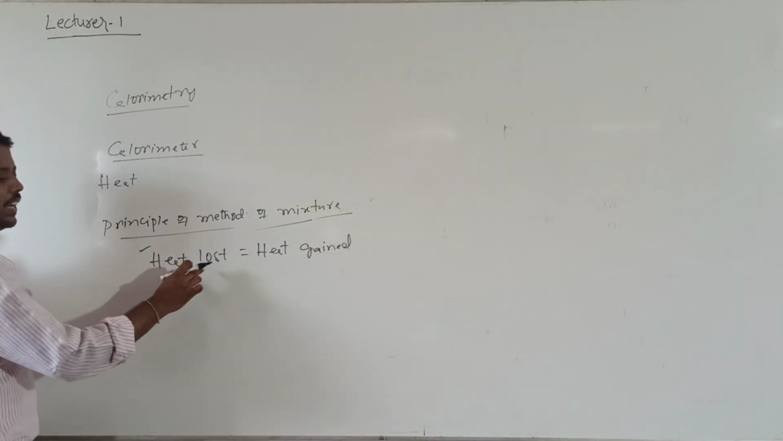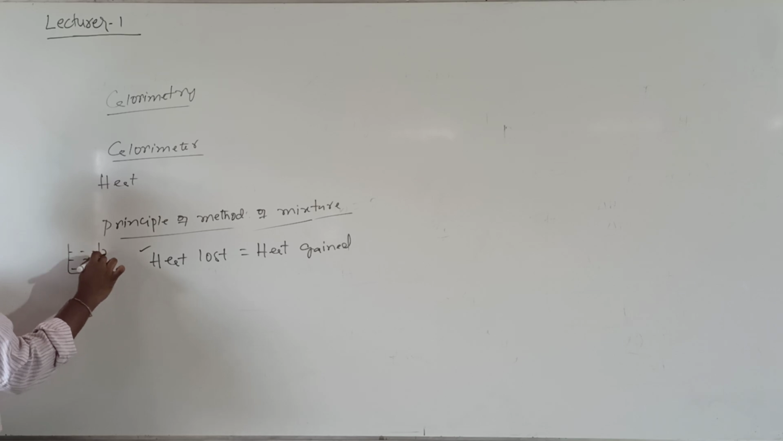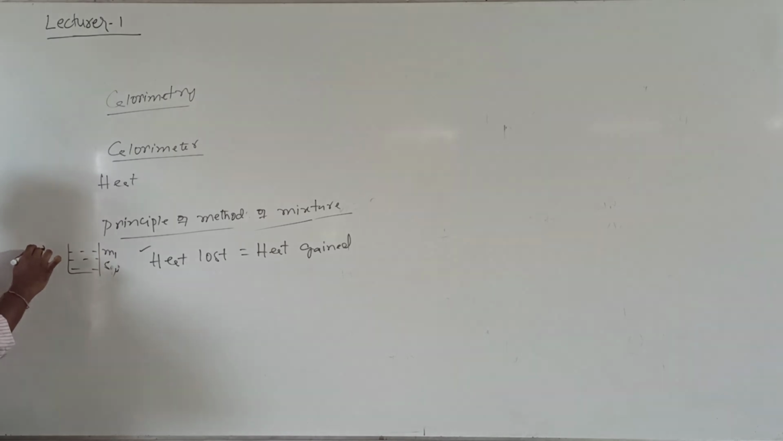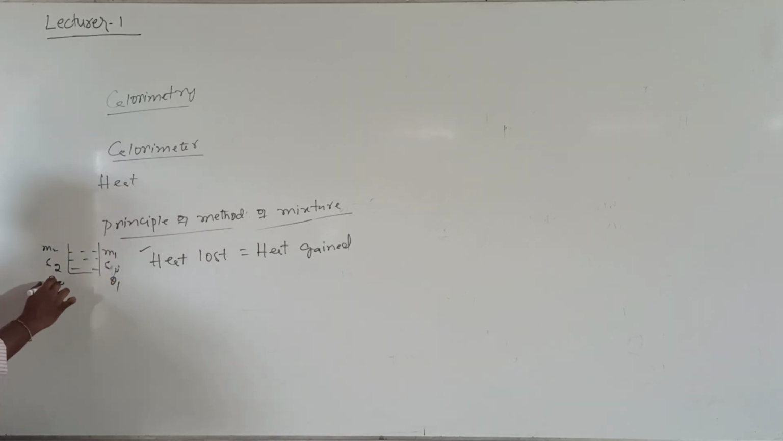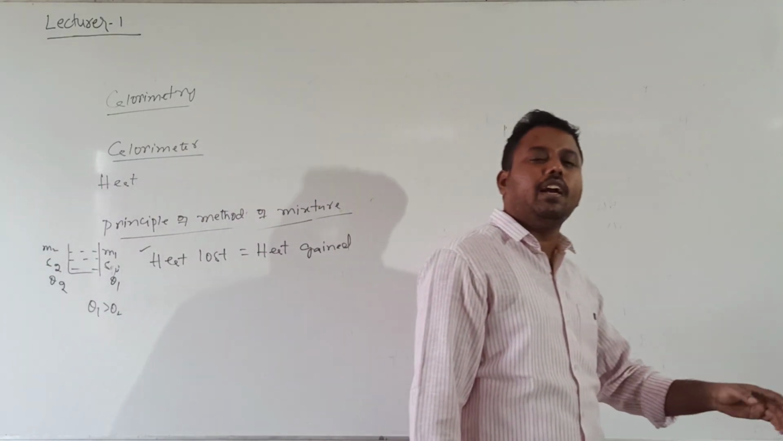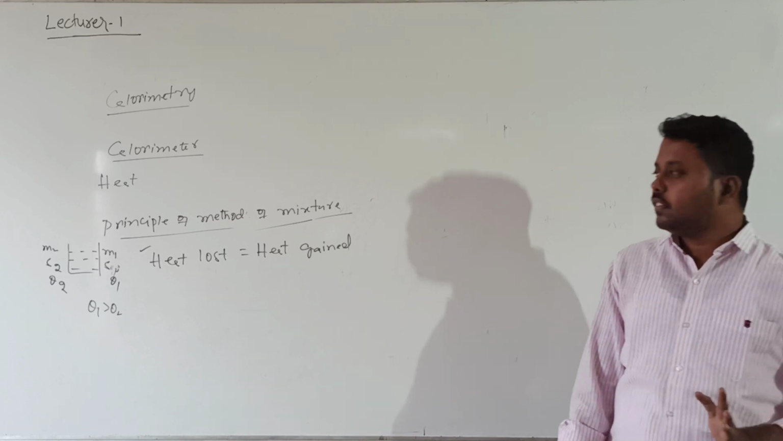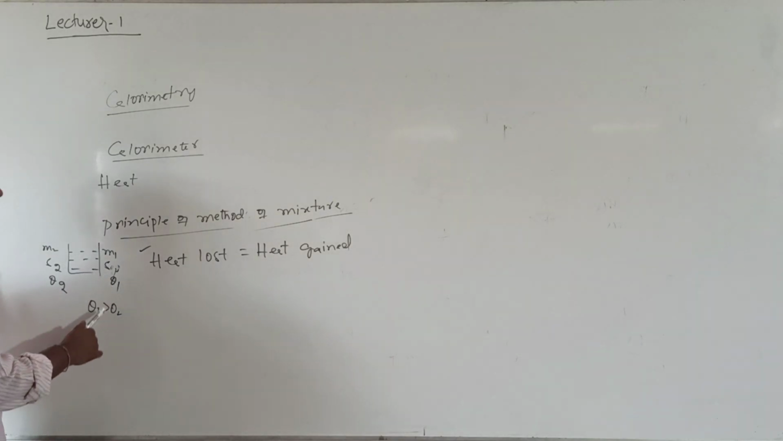Then, how much heat is lost or gained? If I consider one container, in this container I mix two liquids. One liquid of mass M1, specific heat S1. Other liquid of mass M2, specific heat S2. The first liquid temperature is theta 1, the second liquid temperature is theta 2, with theta 1 greater than theta 2. Theta 1 greater than theta 2 means the first liquid is at higher temperature. Then what happens? The first liquid will lose heat. How much heat is lost?